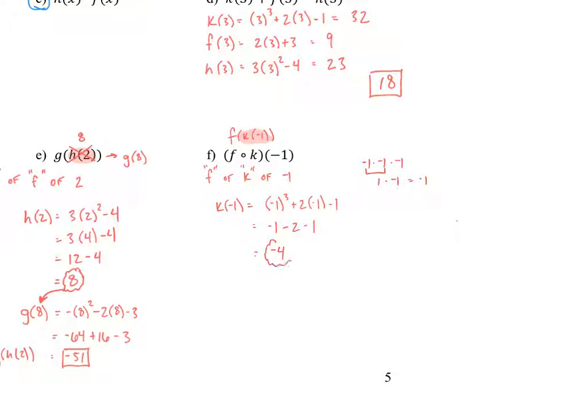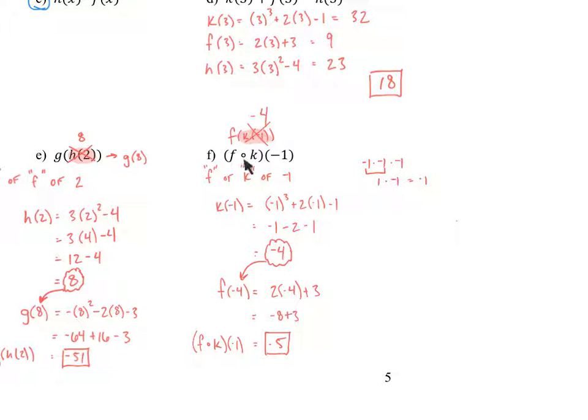And what am I going to do with that negative 4? Well, I'm going to take it and I'm going to plug it in for x in my f of x function. So I'm going to have f of negative 4, because that's what I got from my k of negative 1. All right, that's just 2 times negative 4 plus 3, which is negative 8 plus 3, which is negative 5. All right, so that means that f of k of negative 1 is negative 5.